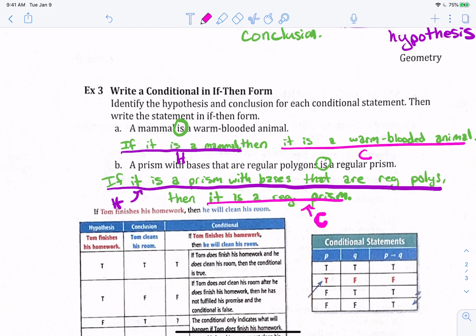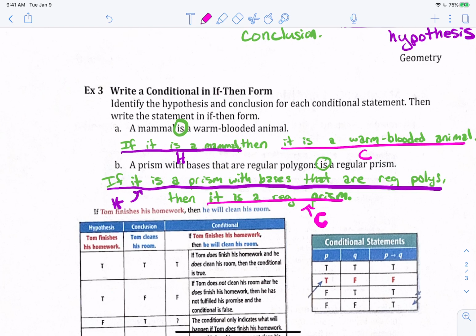The other one, could we have said, if it is a warm-blooded animal, then it is a mammal? No. Are there other warm-blooded things that are not mammals? Frogs? Frogs are amphibians, but are they warm-blooded though? They're cold-blooded. Okay, but let's just be safe, like a bird. Let's just be warm-blooded, safe, and say that if it is a mammal, then it's a warm-blooded animal rather than saying vice versa.